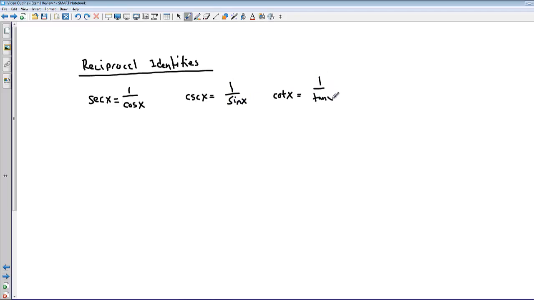These are very important because if you're going to evaluate like the secant of pi over 3, I have no idea what the secant of pi over 3 is unless I convert it to cosines. And so it's 1 over the cosine of pi over 3. And then I have to think about what the cosine of pi over 3 is.